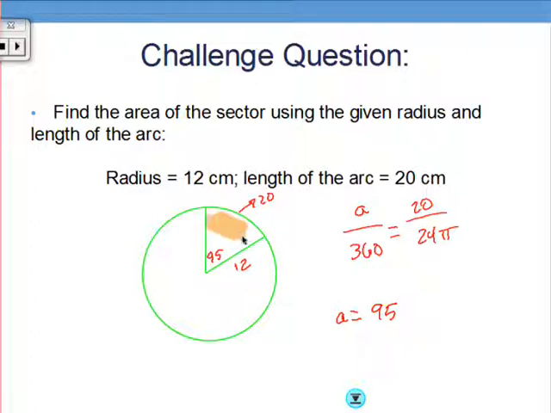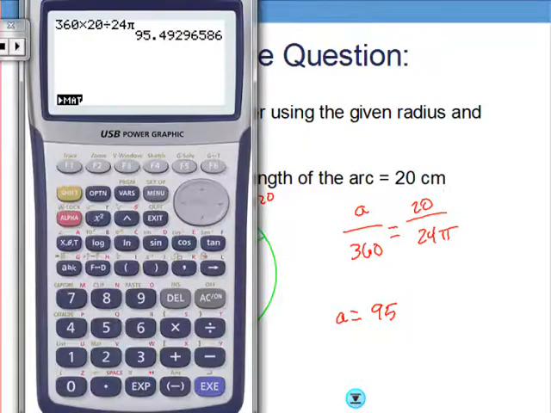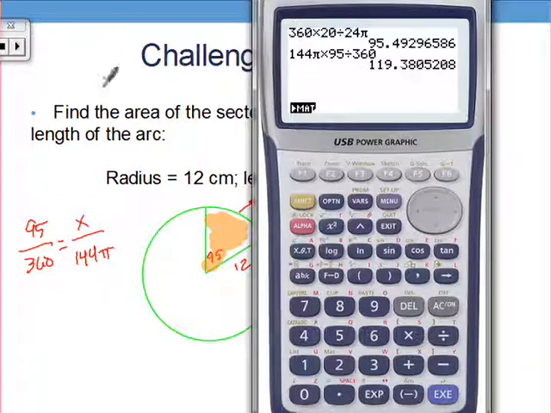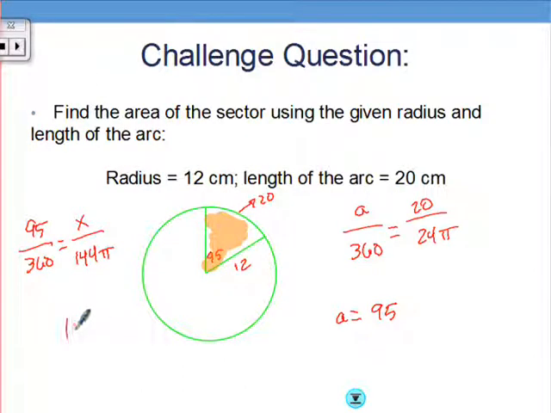Now once I have the angle, I can find the area of the sector, remembering that the area of the sector is the shaded portion. It's this piece right here. So now I have the angle. It's 95 over 360 equals the area of that sector over 144 pi. Again, on the test or quiz, you want to pay attention to rounding directions and stuff like that. But for the sake of what we're doing today, this is just fine. So 144 pi times 95 divided by 360, and the area of that sector is just about 119 centimeters squared.